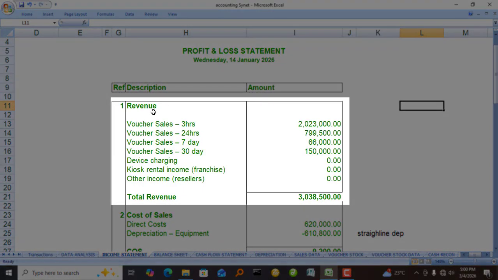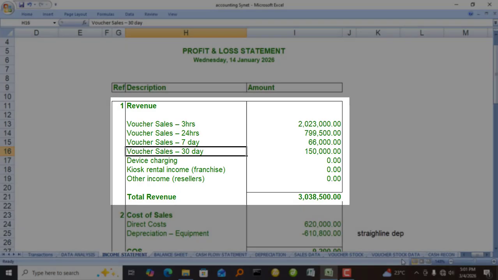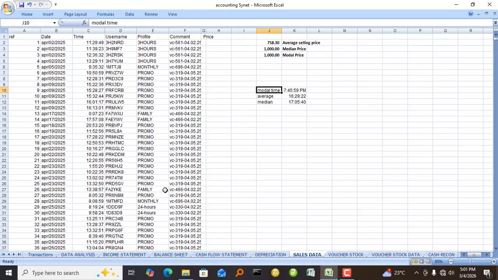So the first section here is revenue. Revenue is the income that you're getting. Where does it come from? In this business it is the sale of vouchers. We have different types of vouchers: vouchers for 3 hours, 24 hours, 7 day and 30 day. So according to my data, my sales data right here, this is the sales data.